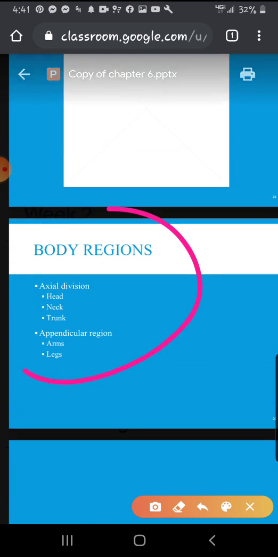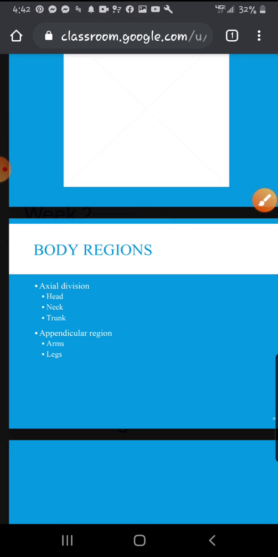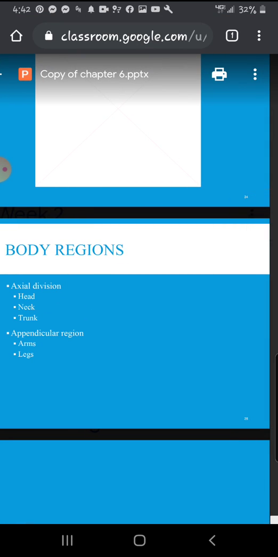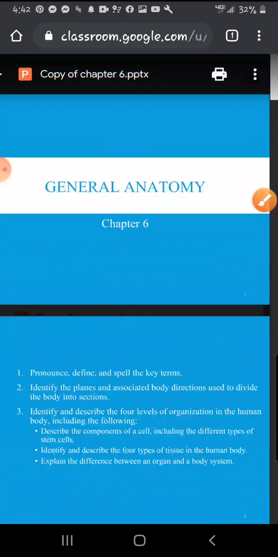Body regions is pretty important as well. You have your axial and appendicular region as well. So axial is the head, neck, and trunk. That is not on your test, but good to know. And then appendicular region is your arms and your legs. So I hope this slide helps a little bit. I didn't mean to go so fast. I want you guys to go ahead and go back and read it more in detail, but I just wanted to highlight those test questions for you, okay?